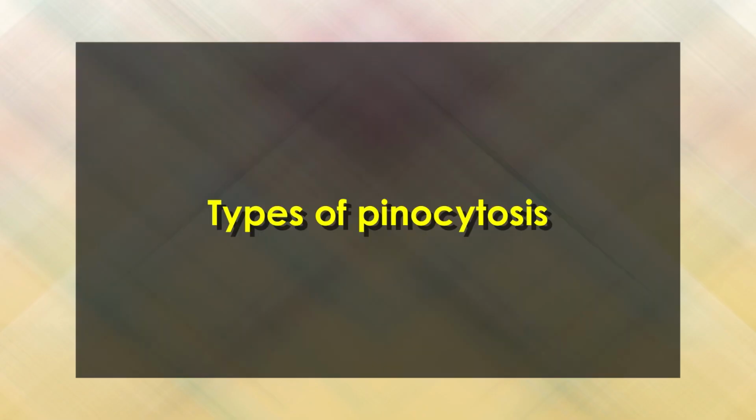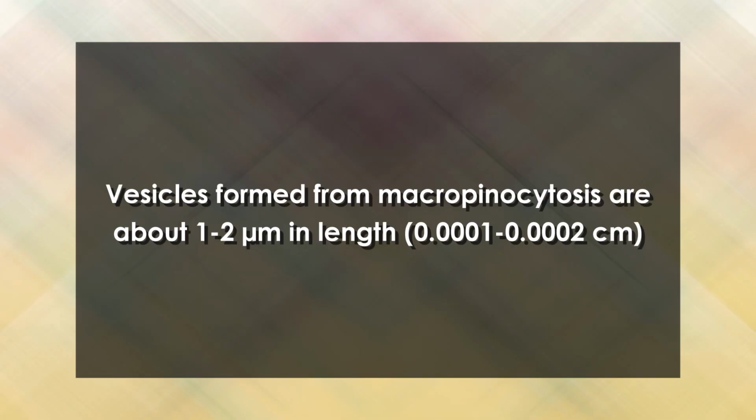Let's now discuss the types of pinocytosis. Pinocytosis is broken down into macropinocytosis or micropinocytosis based on the size of the vesicle that is formed. Vesicles formed from macropinocytosis are about 1 to 2 micrometers in length, while those formed from micropinocytosis are even smaller, about 0.1 micrometer, and are formed from the tiniest indentations of the cell membrane.